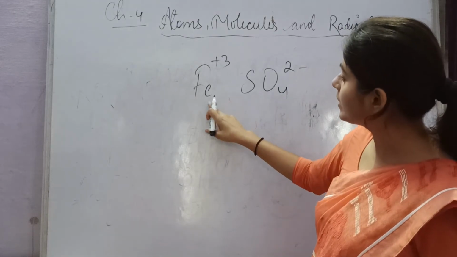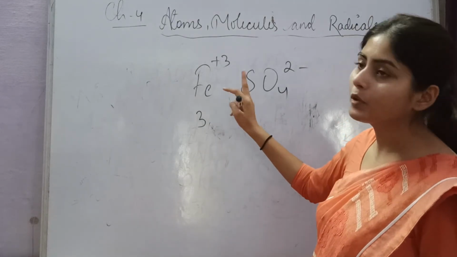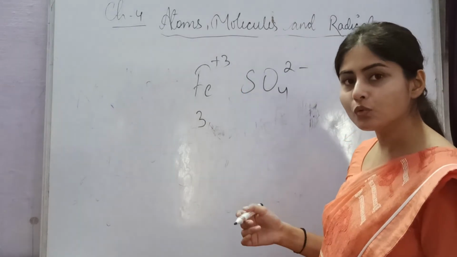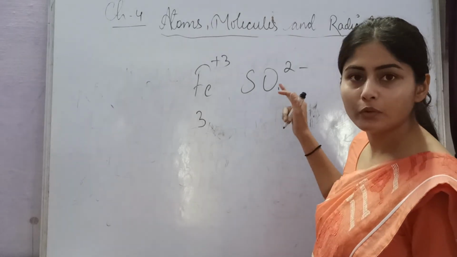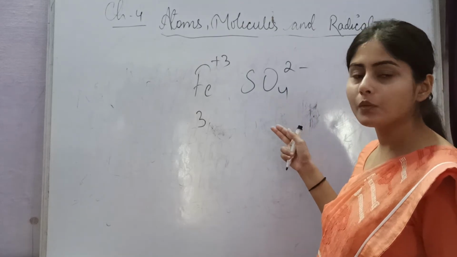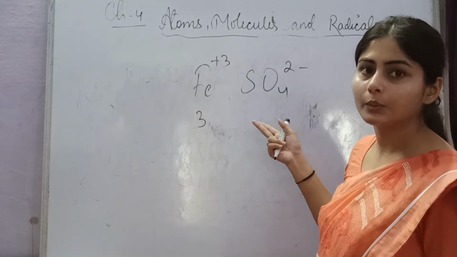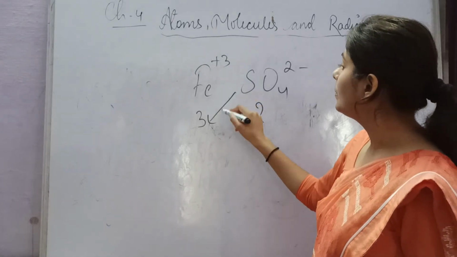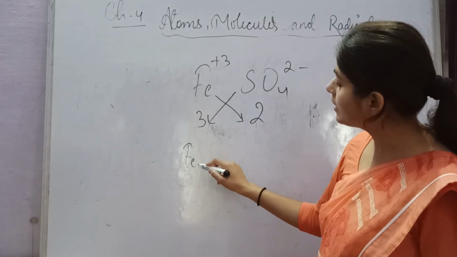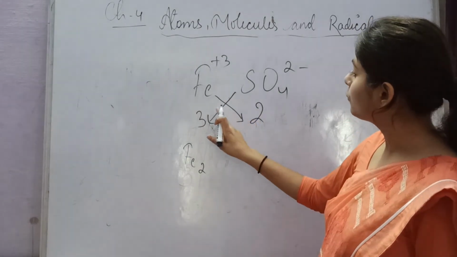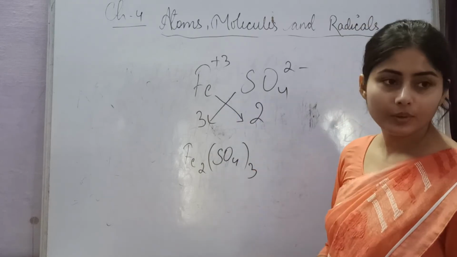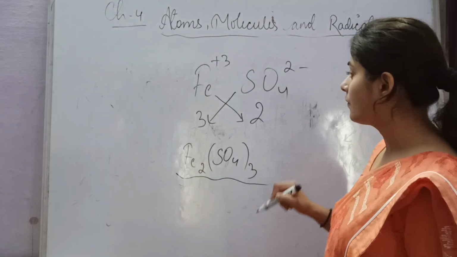So tell me the valency of this iron radical. That is 3 only, because it possesses 3 charges. Tell me the valency of this sulfate. That is 2 only, because it possesses only 2 negative charges. So you have to ignore the plus and minus sign and write the number of charges here, and that is the valency of that particular radical. Now interexchange and transpose their valencies. What will you get? You will get Fe2(SO4)3, SO4 whole thrice. What you will get is iron sulfate.